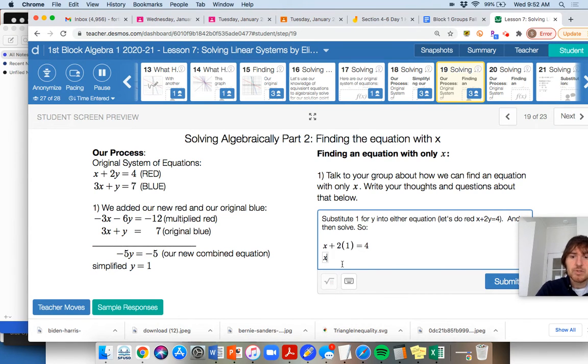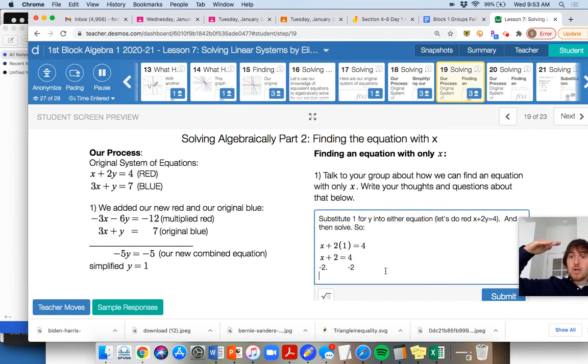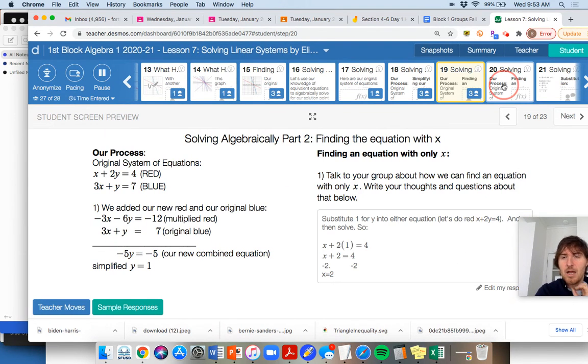2 times 1 is 2. So x plus 2 equals 4. Okay, and then maybe we subtract 2 from this side, and we take away 2 from this side. To keep the equations balanced, if I subtract 2 from one side, I've got to subtract 2 from the other, and then I get x equal to 2. There we go. Then I have x. Hit submit. Okay, slide 20.